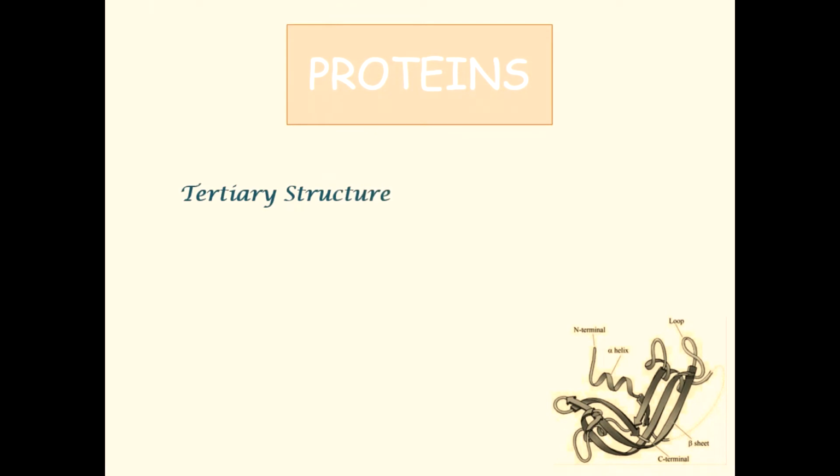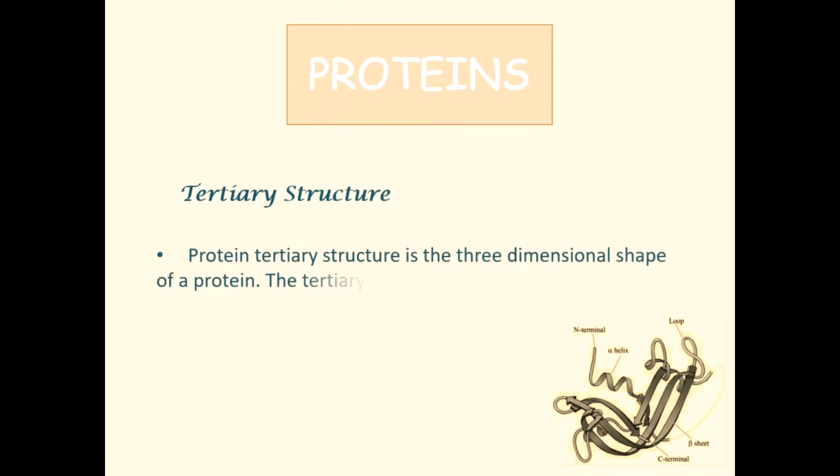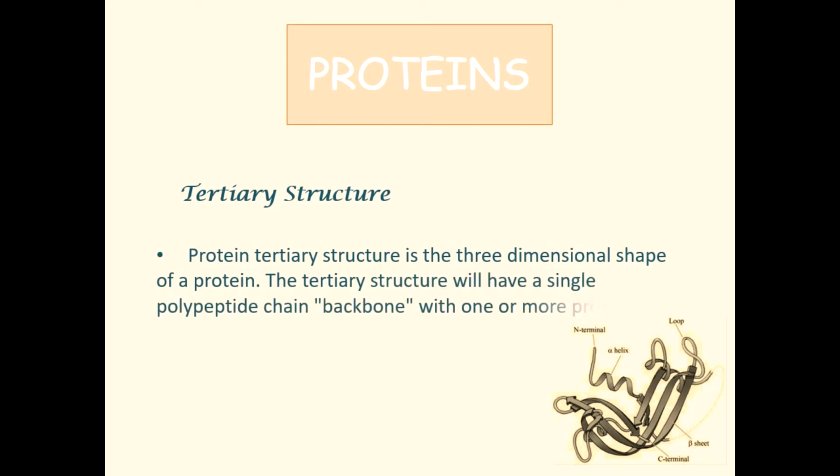Tertiary structure. Protein tertiary structure is the 3-dimensional shape of a protein. The tertiary structure will have a single polypeptide chain or backbone with 1 or more protein secondary structures, the protein domains.